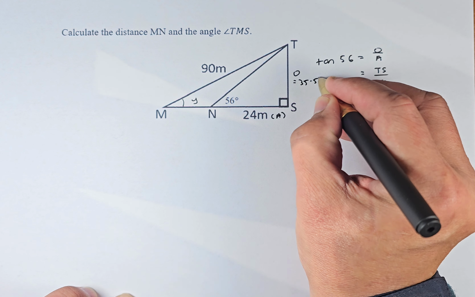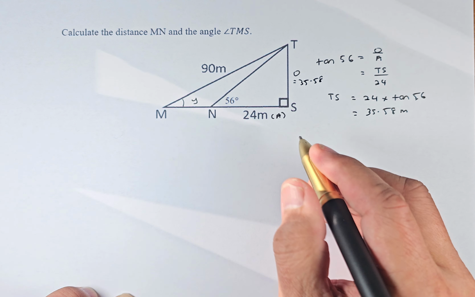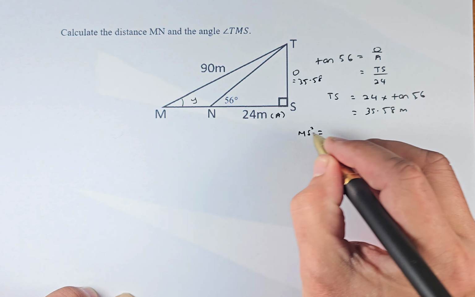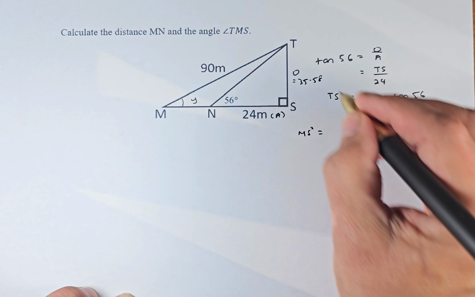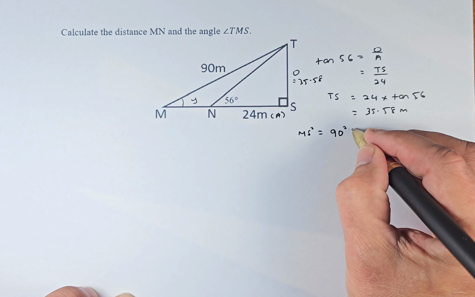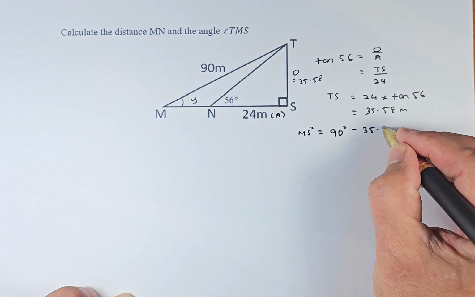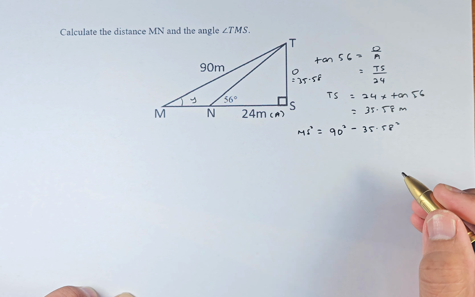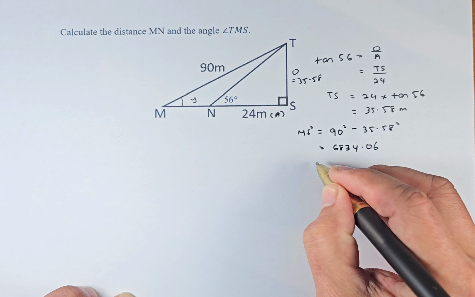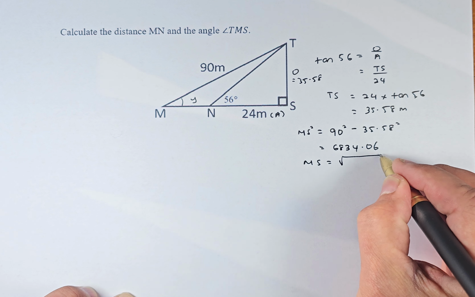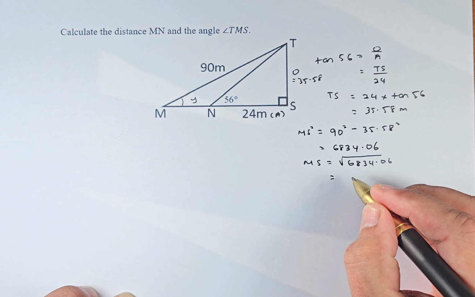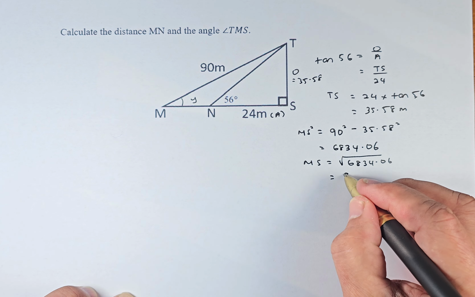Okay, we can calculate MS because we use the Pythagoras theorem. So the length MS squared is equal to the longest side, the hypotenuse, 90 squared, minus 35.58 squared. Now use a calculator. It's going to be 6,834.06, and MS will just be the square root of that number, 6834.06, and I found the answer to be 82.66 meters.